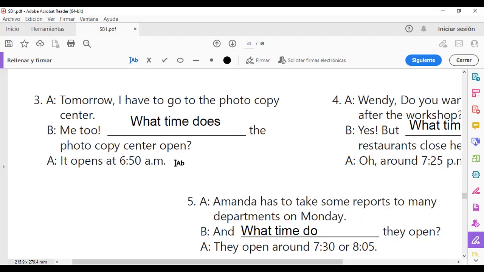Hey, tomorrow I have to go to the photocopy center. Me too. What time does the photocopy center open? It opens at 6:50. Something that you need to keep in mind is about this, right?